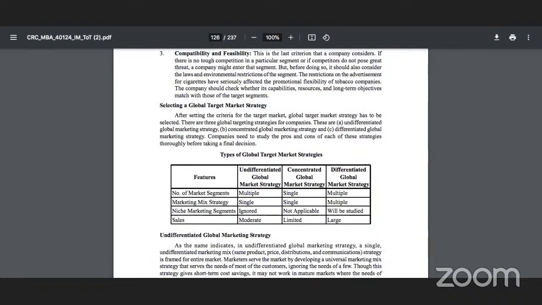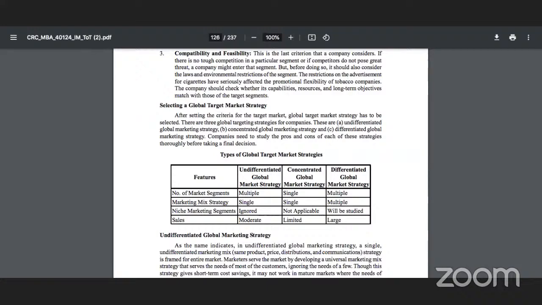The next factor to be considered is selecting a global target market strategy. So here there are factors that need to be considered after the criteria has been set. And what are they? One, undifferentiated global marketing strategy. Second is concentrated global marketing strategy. And third is differentiated global marketing strategy. So first is undifferentiated, second is concentrated, third is differentiated global marketing strategy.